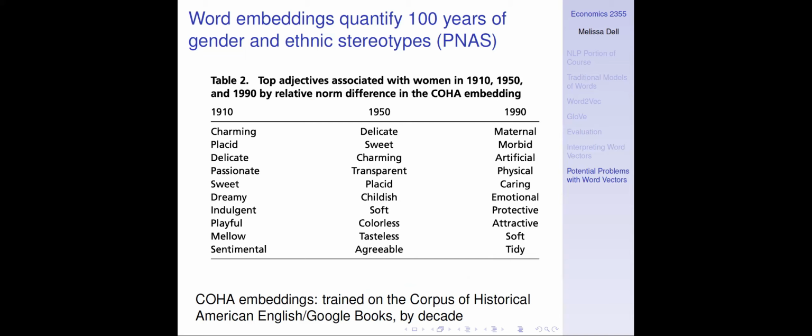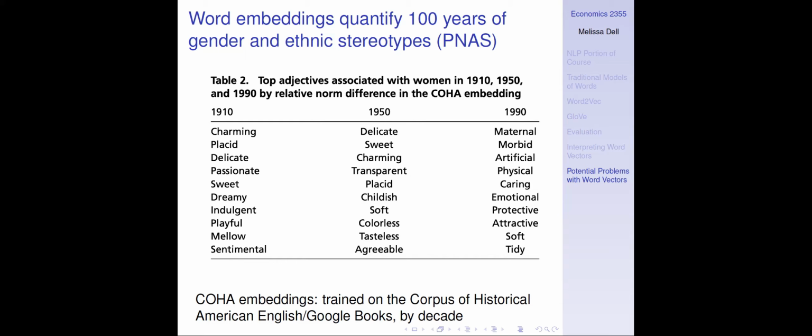So here they're looking for the top adjective that's associated with woman. They're using three decades, 1910, 1950, and 1990, from this corpus of historical American English database, which draws on a lot of books from Google Books. I don't know enough about this corpus to know the extent to which there could be biases in how it's selected. But this is interesting to look at.